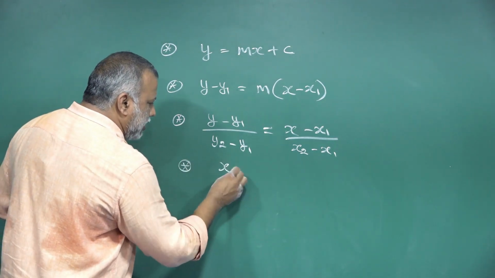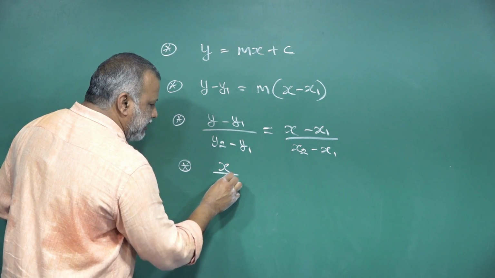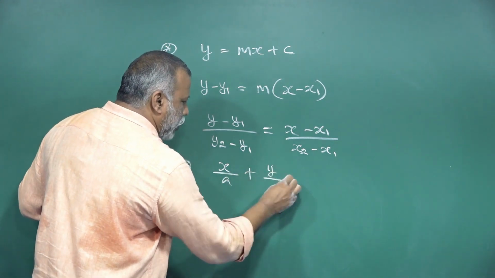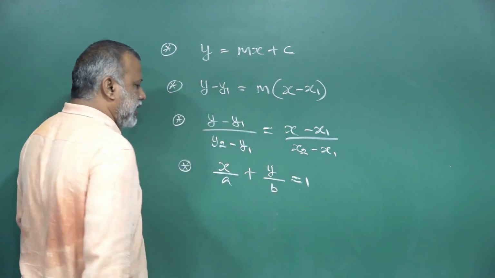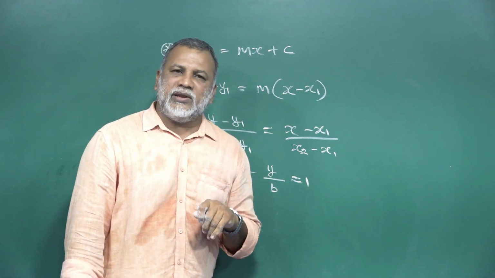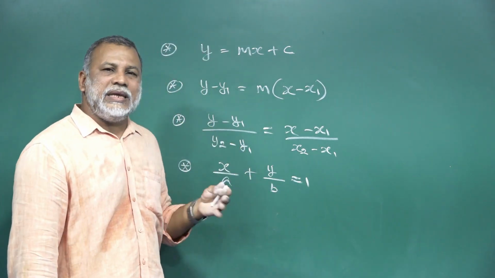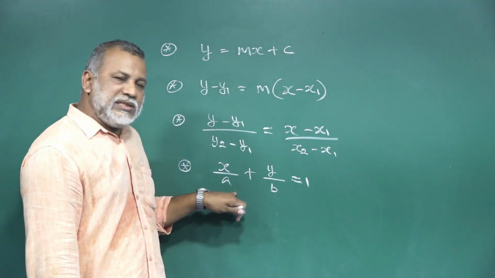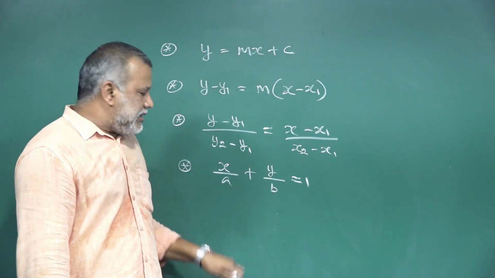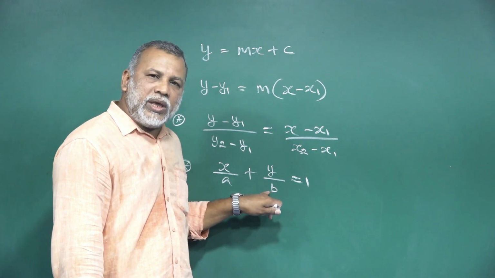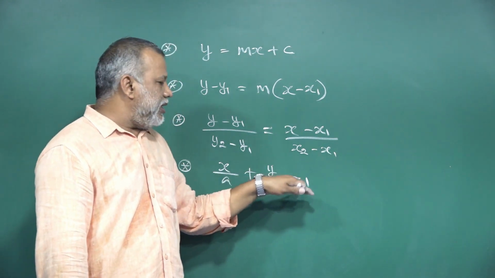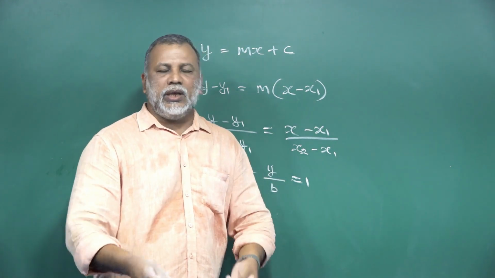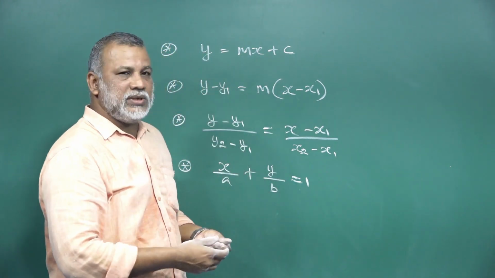Then this form you are already using: x divided by a plus y divided by b is equal to 1. It is nothing but the intercept form. The equation of the straight line having x-intercept a and y-intercept b, that means x by a plus y by b equals 1. We have already used all these types of equations.